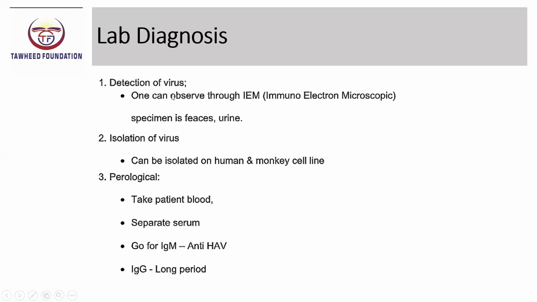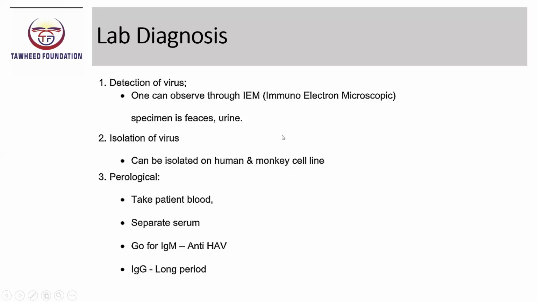Lab diagnosis. The diagnosis of HAV primarily relies on serological tests. Detection of anti-HAV IgM antibodies indicates recent or ongoing infection, while the presence of IgG antibodies suggests past infection or vaccination. Molecular methods like RT-PCR can also detect viral RNA in stool or serum, which is useful in outbreaks or early infection. So first, detection of virus, one can observe through IEM, immunoelectron microscope.